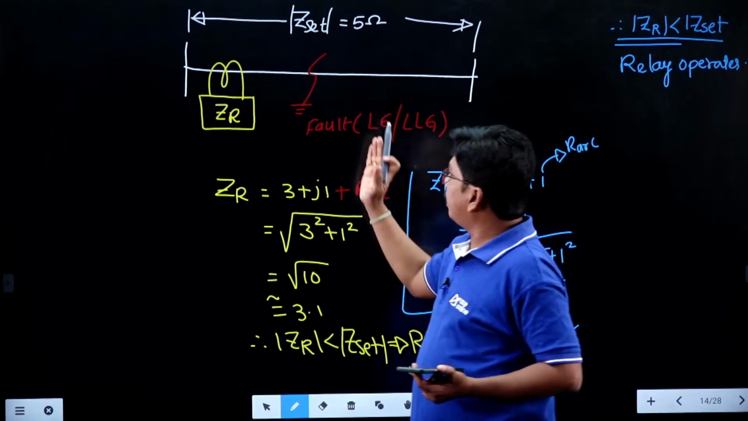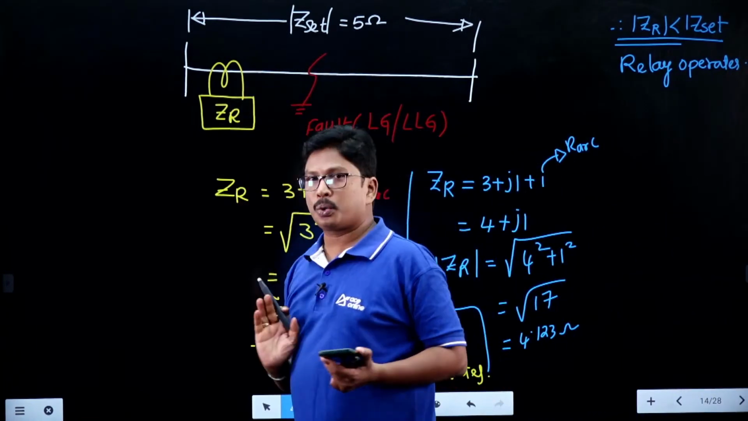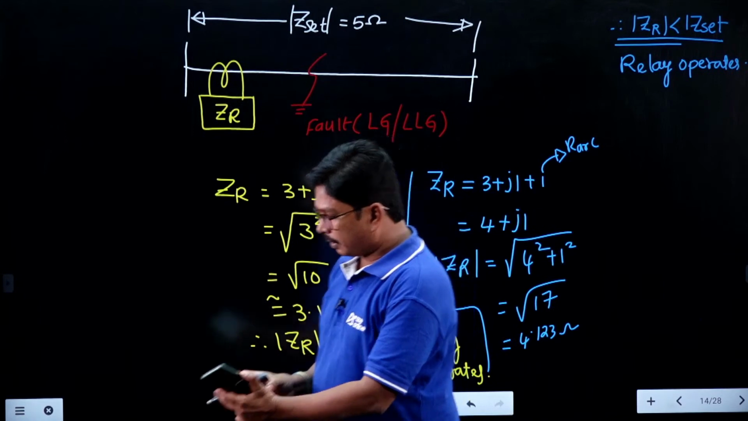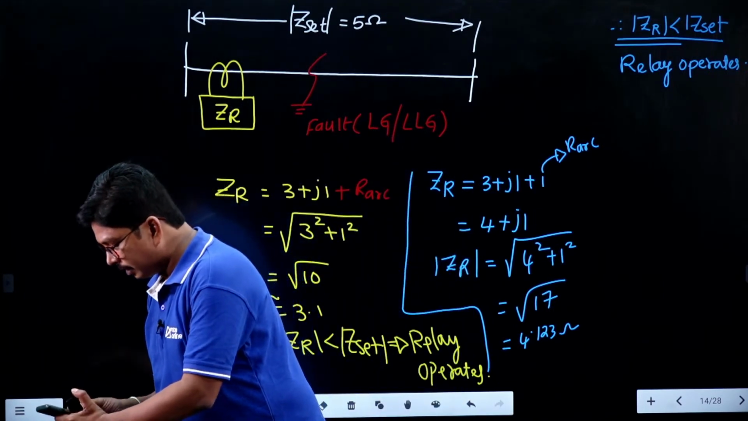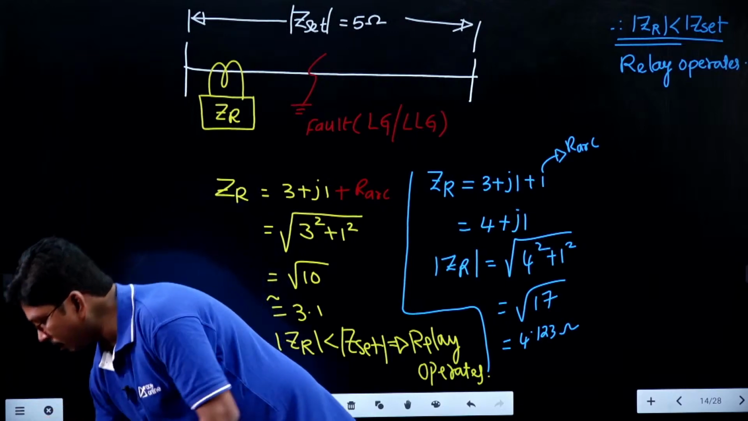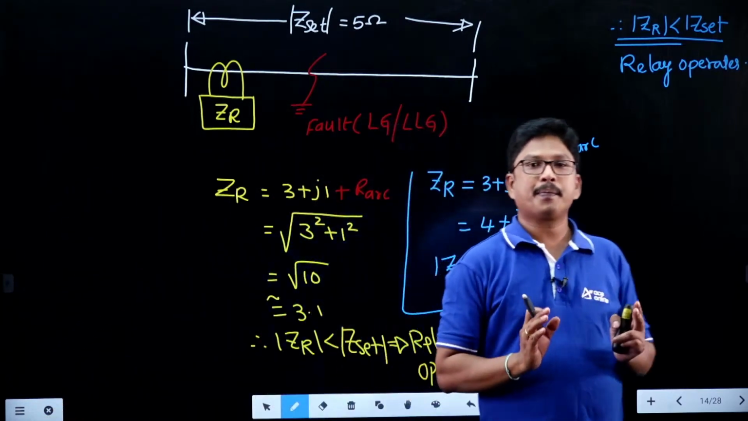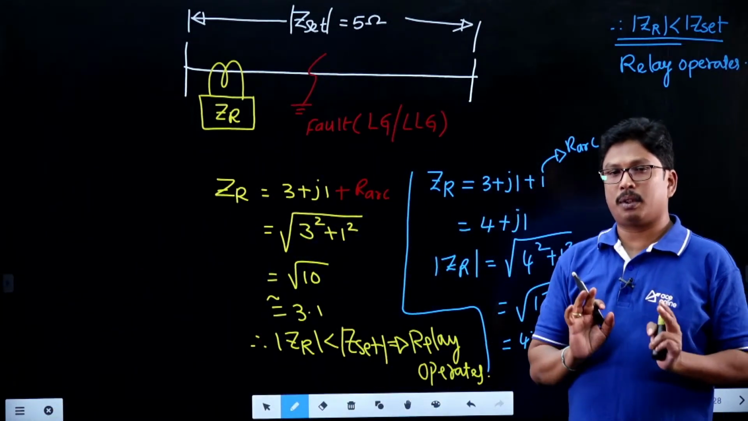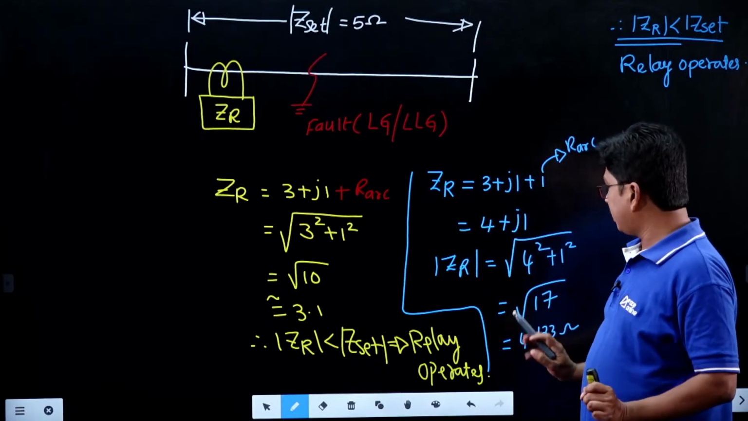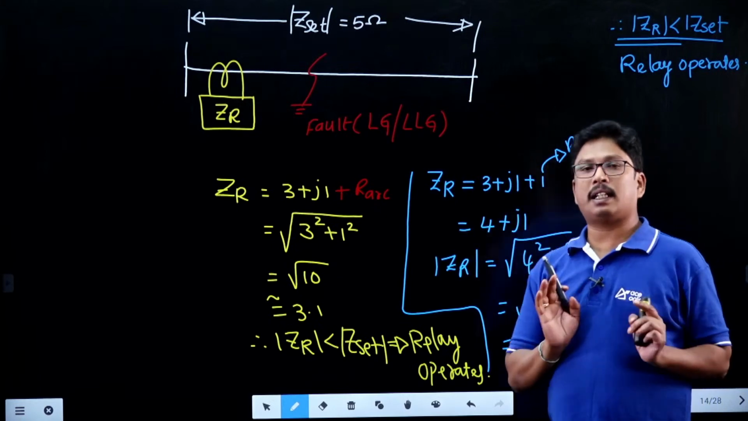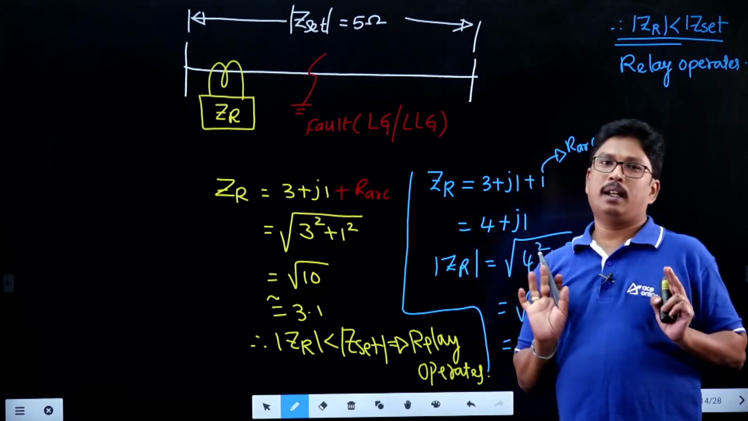Clear, everybody? Now, the fault occurred somewhat close to the relay, and because of that fault, we are having some arc resistance. That arc resistance is somewhat small, approximately 1 ohm. So ZR is still less than Z set, so the relay is going to operate.